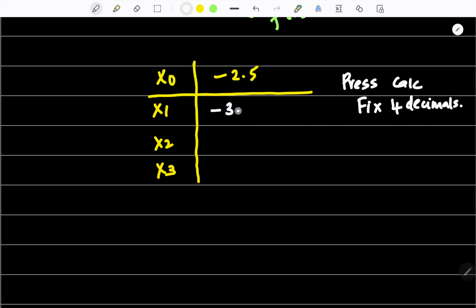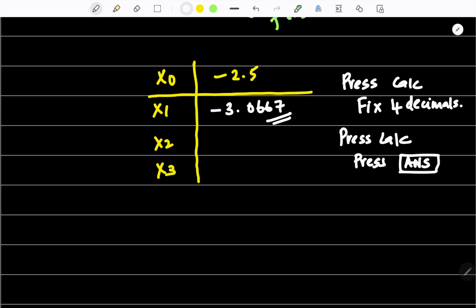You will get minus 3.0667. Again, press calc. Don't type this value, please. Please press the key answer. If you press the key answer, you will get minus 2.9009. Again, press calc, press answer. You will get minus 2.8797. Again, press calc, press answer, press equal.